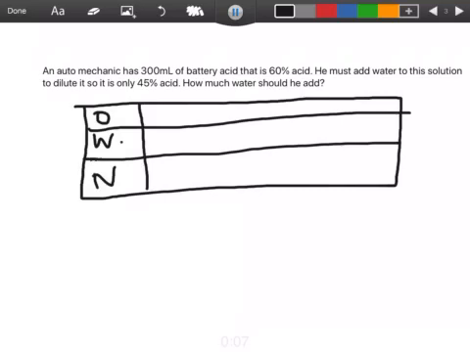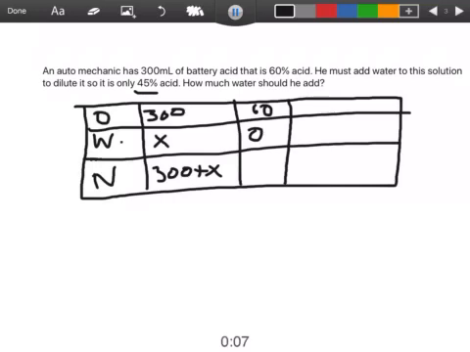So the total amount for the original solution is 300 milliliters. The amount of water that he has to add is x, and the new solution is 300 plus x. The original solution has 60% acid. We're trying to dilute it, so water has 0% acid. The new solution should only have 45% acid.